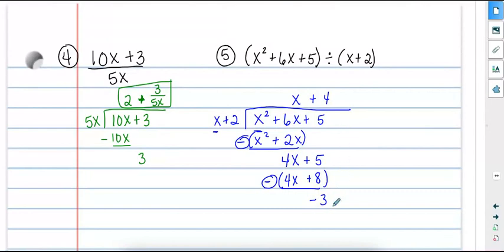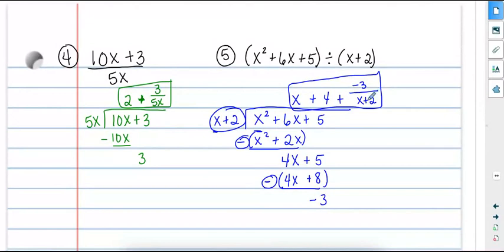There's nothing else to bring down. This is our remainder. So we're going to bring this to the top. So our quotient is x plus 4 plus, in the numerator, we have negative 3 over x plus 2, which is the denominator from right here. So here's the quotient. Okay, any questions? Let me know, please.